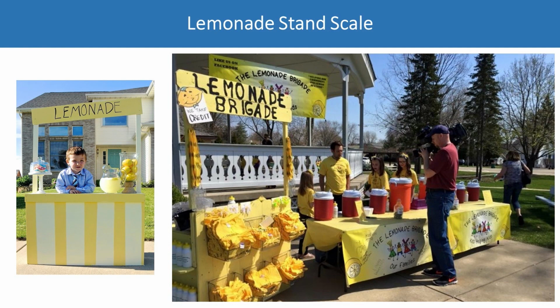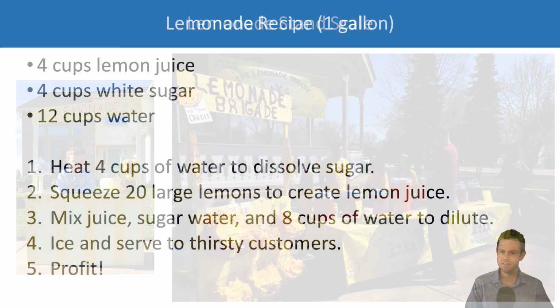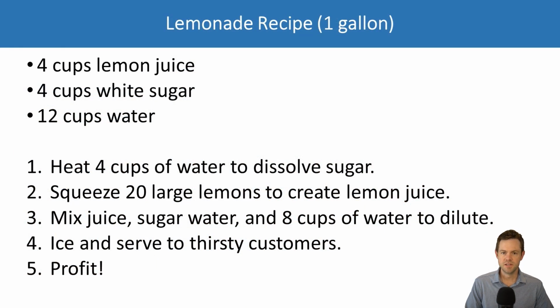Now, to talk about scale, we are going to use a simplified example of starting a lemonade stand. So to do that, we first need a recipe for lemonade. So here's a nice, delicious recipe handed down through the generations. You need lemon juice, sugar, and water. You gotta heat the sugar to dissolve because we like sweet with our tart.